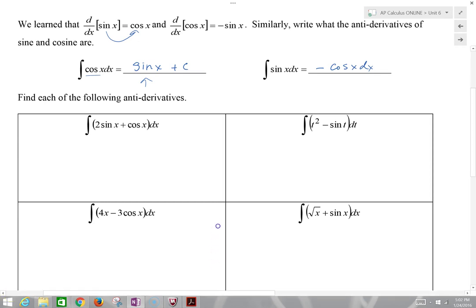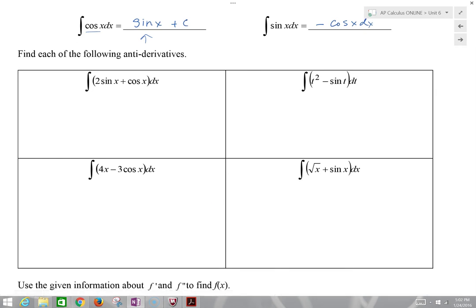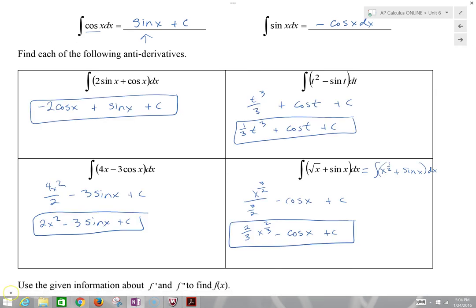Alright, try these next 4 on your own and check your answers. So you're going to pause this right now. Alright, here you go. Check your answers. See if you got them right.